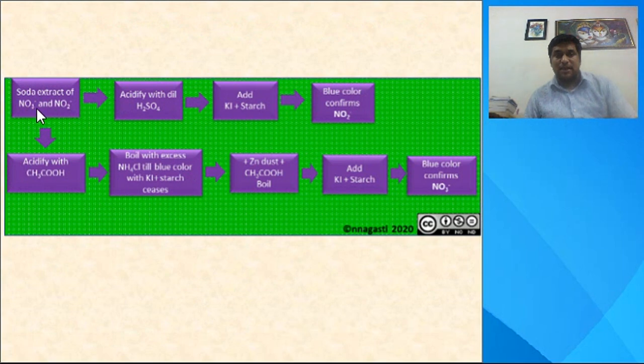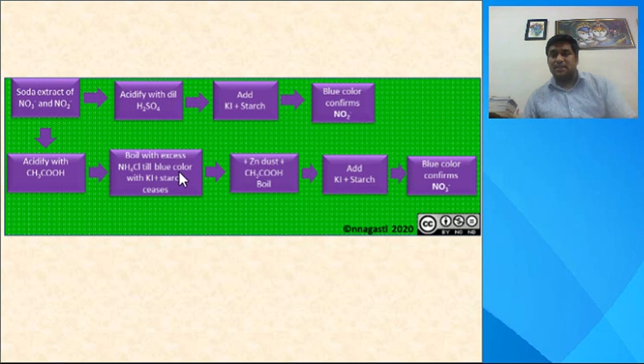The soda extract of nitrate and nitrite is acidified with dilute H2SO4, add potassium iodide and starch, and the blue color confirms nitrite. Take the soda extract, acidify it with acetic acid, and boil with excess ammonium chloride. This boiling is done to decompose nitrite into nitrogen gas. And then check whether the nitrite has been fully decomposed or not through the potassium iodide and starch test.